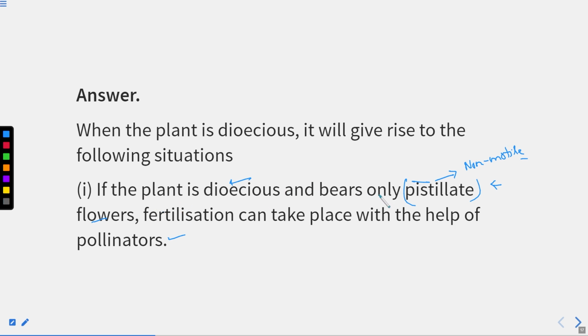So, if the plant is dioecious and bears only pistillate flowers, fertilization can take place with the help of the pollinators. Pollinators such as wind or water are abiotic pollinators. Apart from this, there are some biotic pollinators, such as insects. These insects, wind and water can carry the pollen from another male flower to the female flower which bears the pistil, and then fertilization can take place.